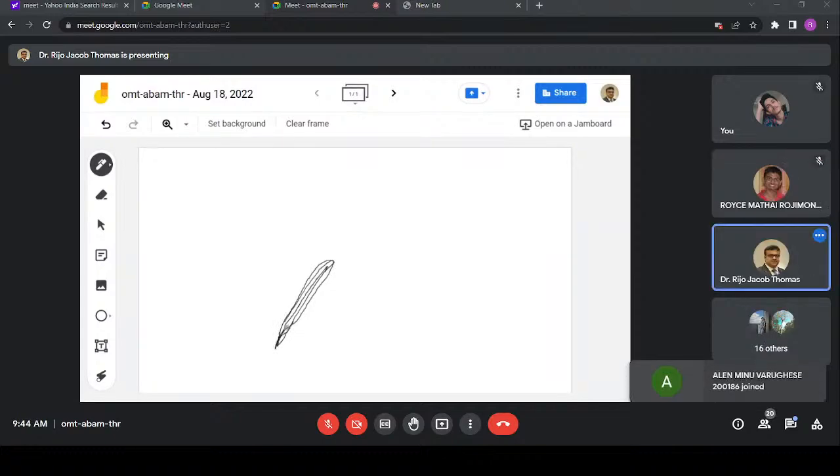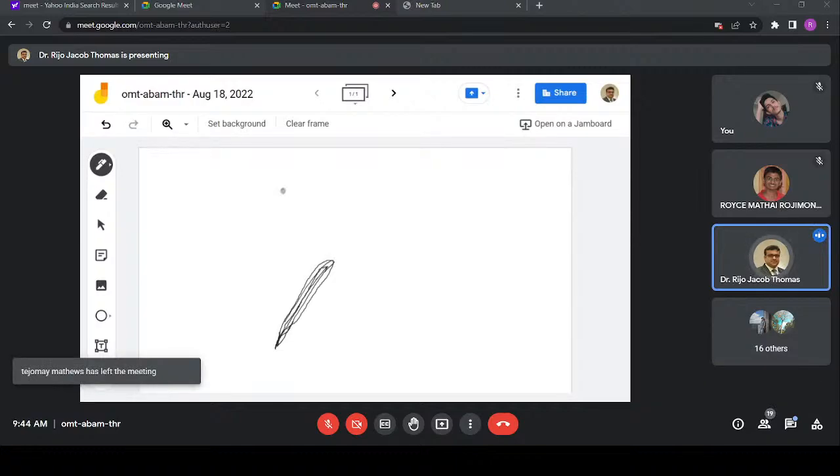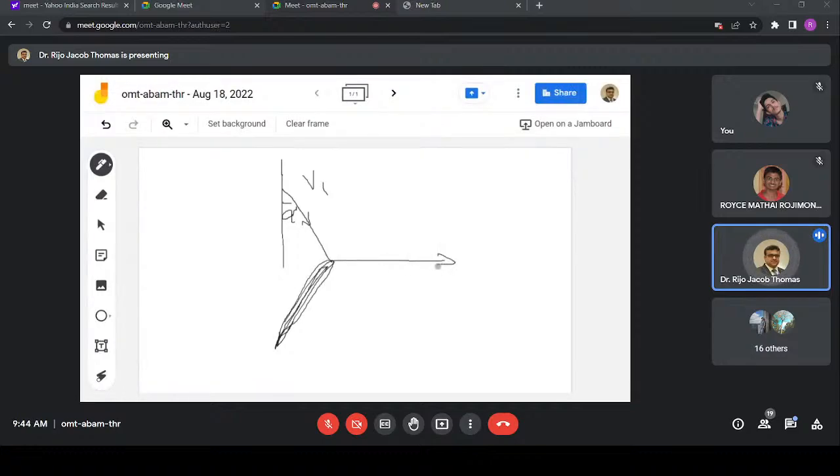Okay, so this is the blade. So you have air coming in this direction. So this is your V1. This V1 is making an angle alpha with the axis of rotation. This is alpha, but this blade is moving with velocity u1.